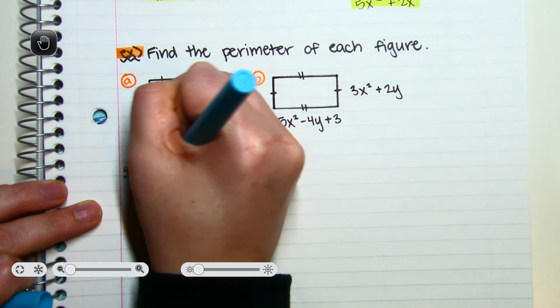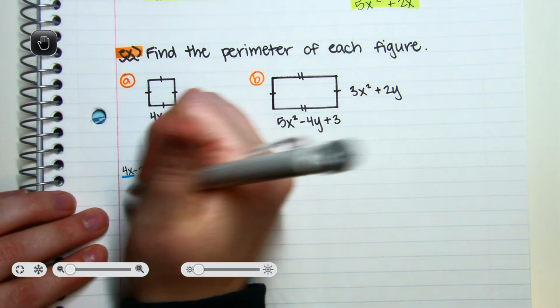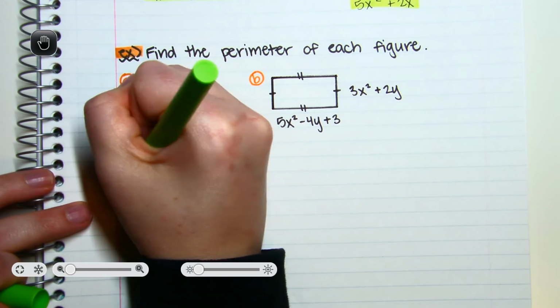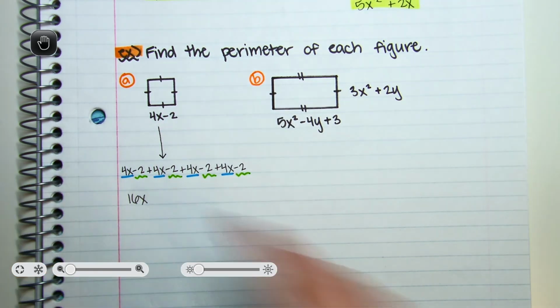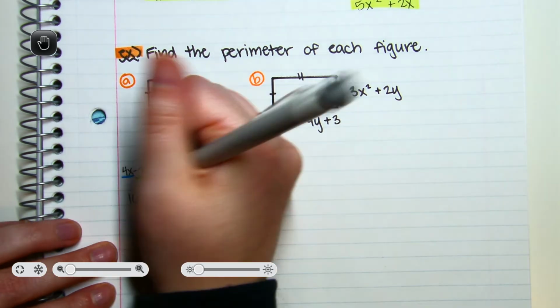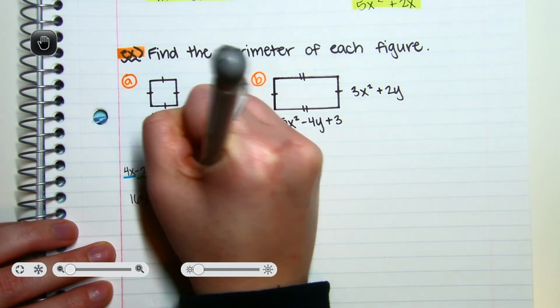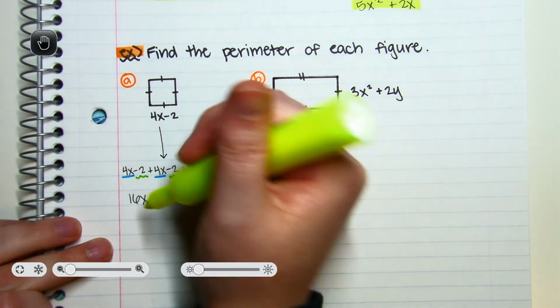4x, 4x, 4x, and 4x, which gives us 16x. And then we have negative 2, negative 2, negative 2, negative 2, which gives us minus 8. And I'm going to say units because we are looking for perimeter, but it doesn't tell us if it's inches or centimeters or feet or whatever.